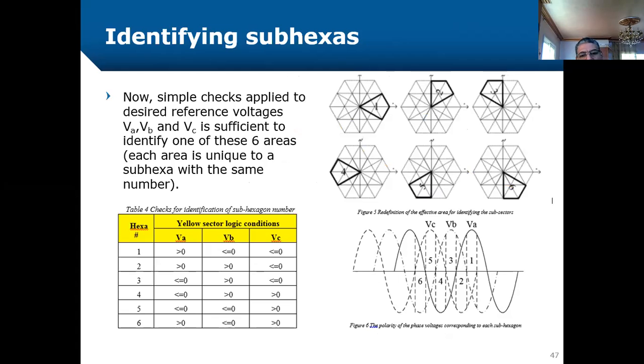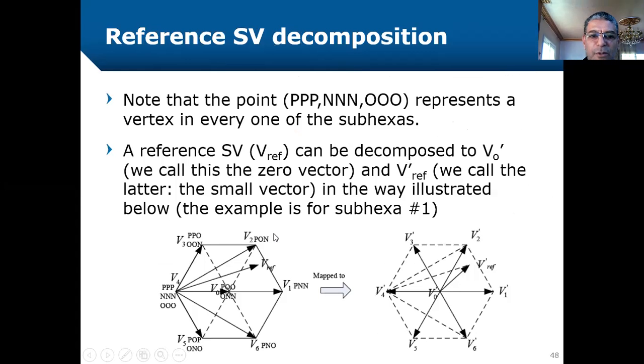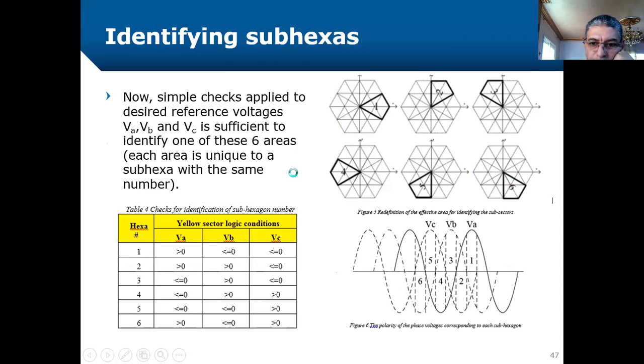Okay. This simple logic is through using the phase voltage, the desired reference phase voltage, according to this logic. So using VA, VB, VC, and comparing them with the 0 voltage will give us the sub-hexa number, and this can be implemented in a switch case statement or in a block like the combinatorial logic as we have used before.